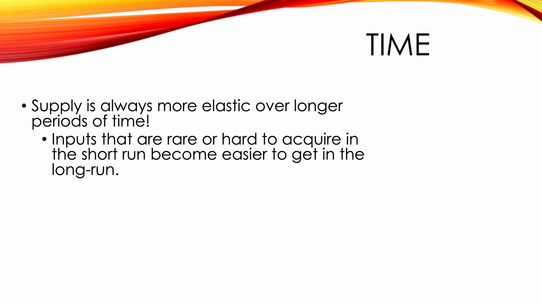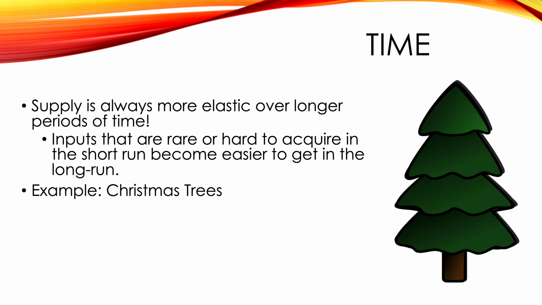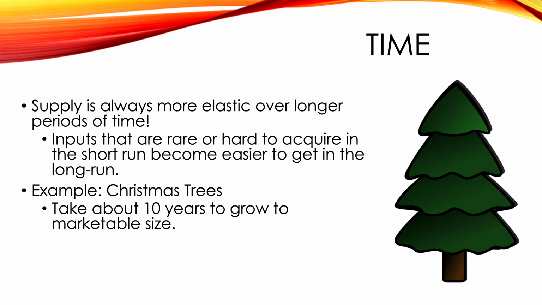A good example is Christmas trees. So Christmas trees take about 10 years to grow to a marketable size, the size that most people want them in their homes. So let's imagine in the short run, there was a big increase in the price of Christmas trees. Well, Christmas tree producers would want to produce and supply a lot more Christmas trees, but they wouldn't necessarily be able to because they have to wait for those trees to grow to the marketable size. So in the short run, Christmas trees are highly inelastic. Those producers cannot increase their quantity supplied corresponding to a change in the price.